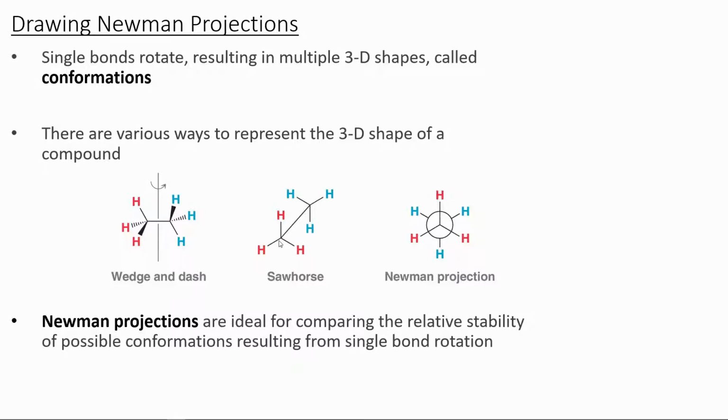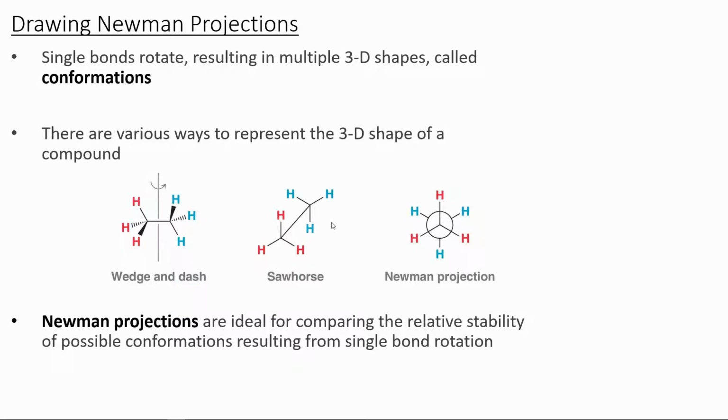But what you can see is this carbon has 3 hydrogens attached. Here are those 3 hydrogens. And then the circle represents the carbon in the back, and those are the 3 hydrogens attached to that. So what this allows us to do is to compare the bond angles between hydrogens attached to the front carbon relative to hydrogens attached to the back carbon. And this is ideal for comparing the relative stability of the possible conformations that occur when we rotate these bonds.